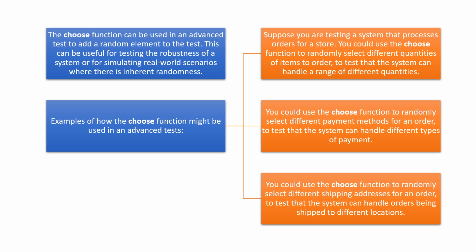Some examples of how the choose function might be used in advanced tests include randomly selecting different quantities of items to order when testing a system that processes orders for a store, randomly selecting different payment methods in order to test the system's ability to handle different types of payment, and randomly selecting different shipping addresses in order to test the system's ability to handle orders being shipped to different locations.